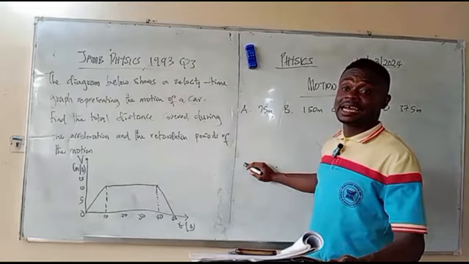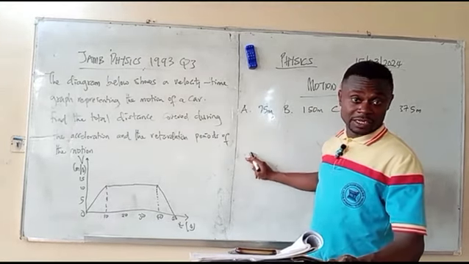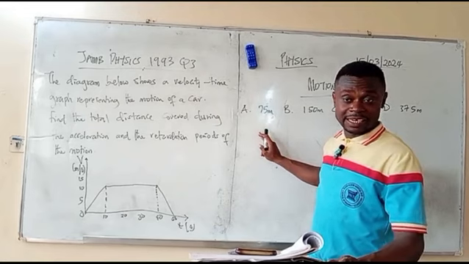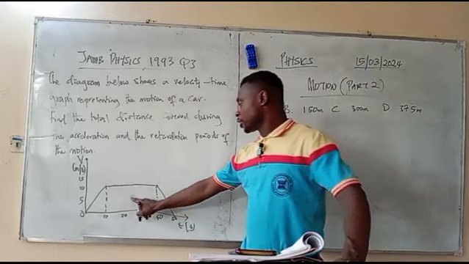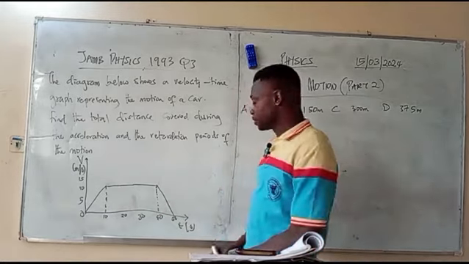That the acceleration is the what? The slope. Remember, the slope of the graph is the acceleration. Remember, we said that. Now, so what is the distance covered? What represents the distance covered?